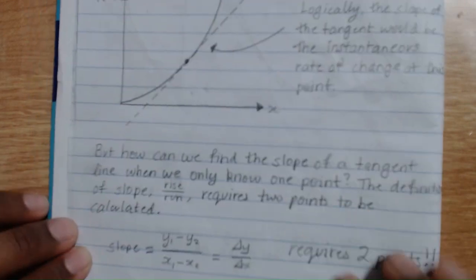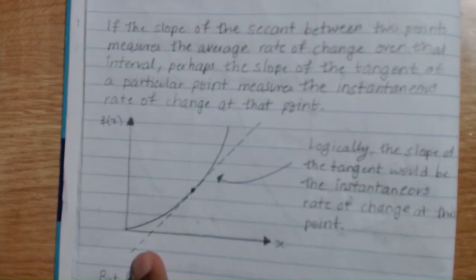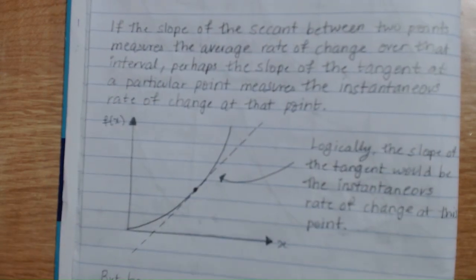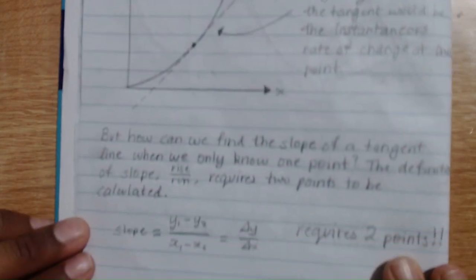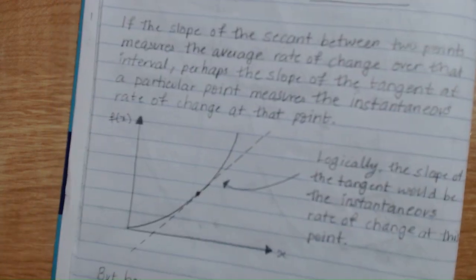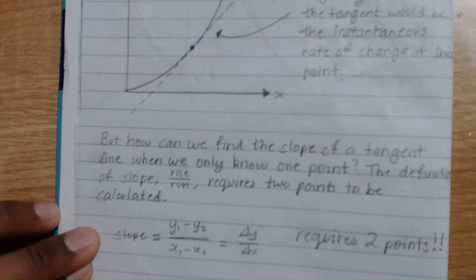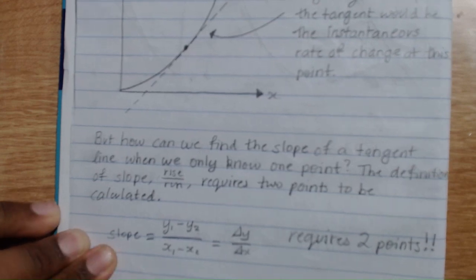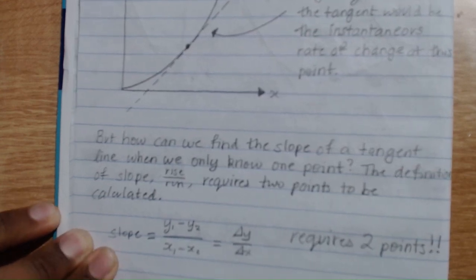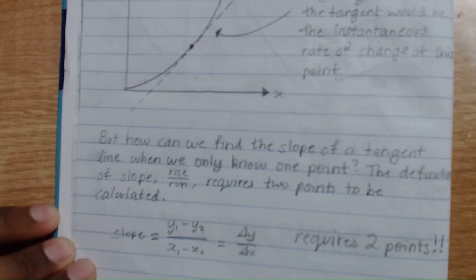Okay. But how, so I've drawn the tangent at the graph at that point. Now I want to find the slope of this tangent. But how can we find the slope of a tangent line when we only know one point? The definition of slope, rise over run, requires 2 points to be calculated.